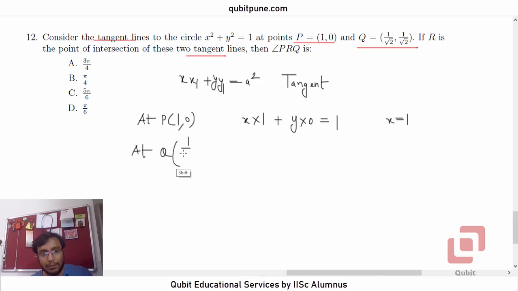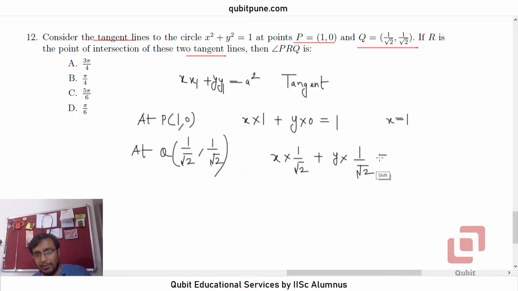At Q, 1 by root 2, 1 by root 2, what's the tangent at this point? Well, it's x into 1 by root 2 plus y into 1 by root 2 equal to 1. In other words, the line is x plus y equal to root 2.